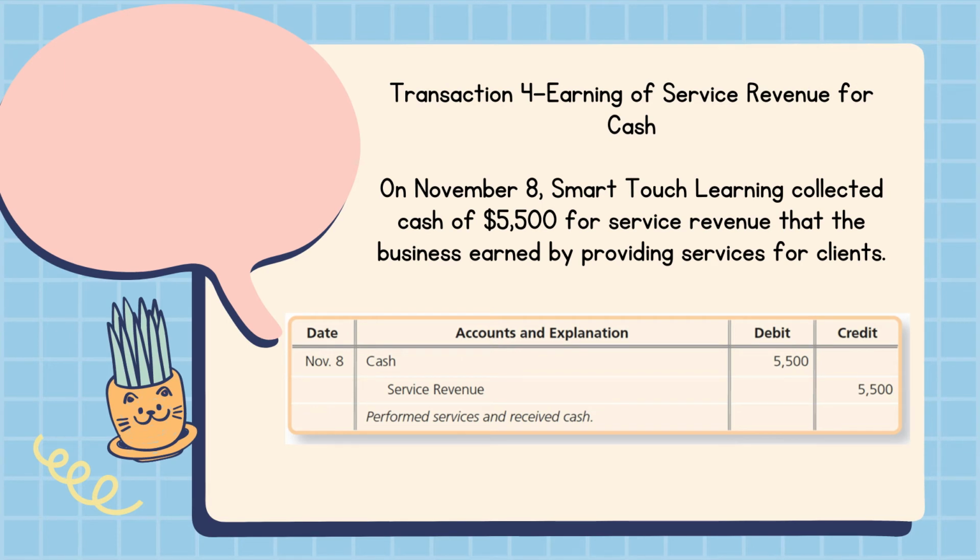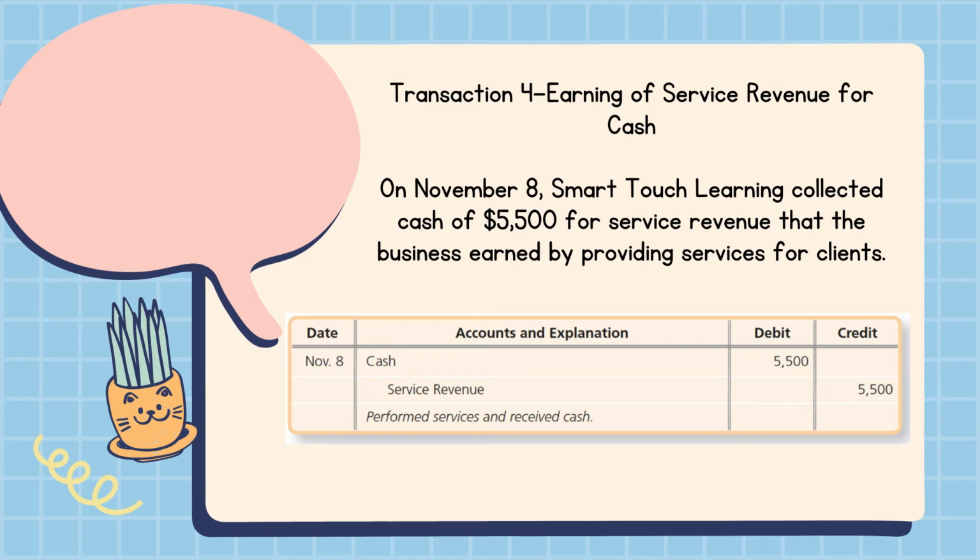Transaction number 4, earning of service revenue for cash. Earning of service revenue means I provided the service, so it's earned. On November 8th, Smart Touch Learning collected cash of 5,500 for service revenue that the business earned by providing services for clients.